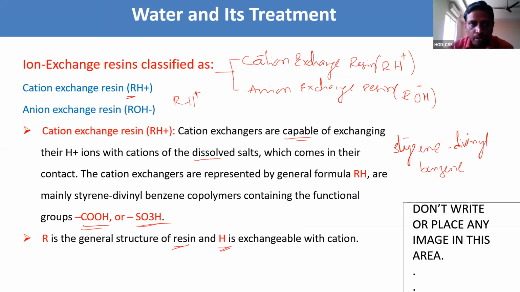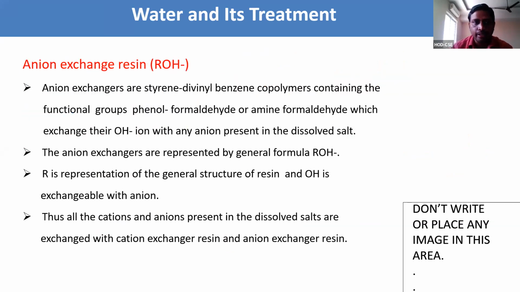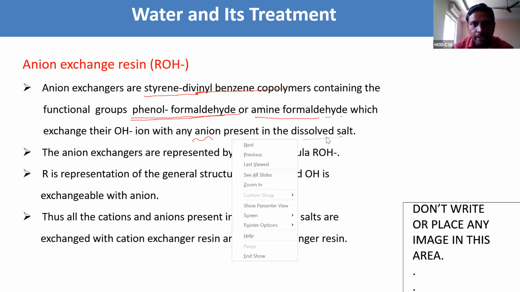Here, coming to the anion exchange resin, what actually are anion exchange resins? Anion exchange resins are styrene divinyl benzene copolymers containing functional groups of phenyl formaldehyde or amine formaldehyde, which exchange their OH minus ions with any anion present in the dissolved salt.